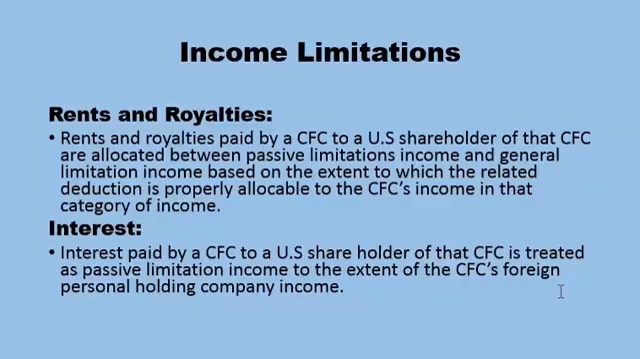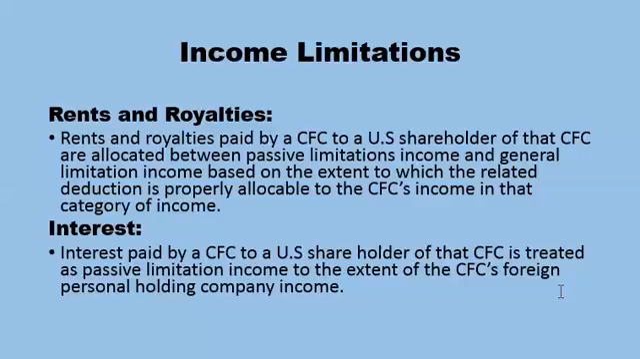Rents and royalties. Rents and royalties paid by a CFC to a U.S. shareholder of that CFC are allocated between passive limitation income and general limitation income based on the extent to which the related deduction is properly allocable to the CFC's income in that category of income.